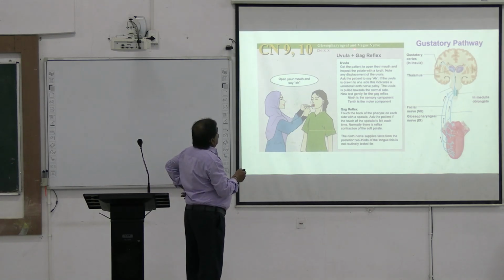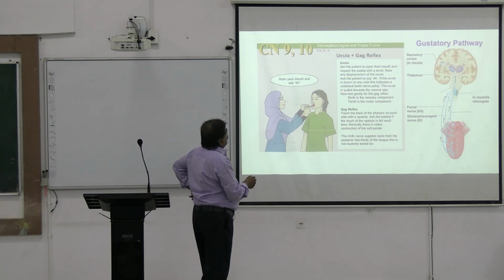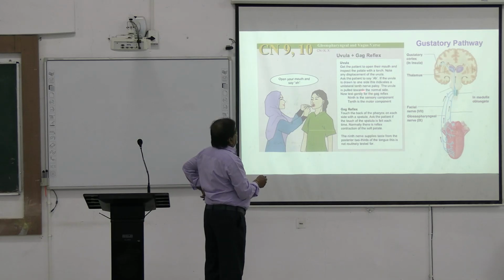Now, glossopharyngeal and vagus nerve: uvula and gag reflex. Uvula: get the patient to open their mouth and inspect the palate with a torch, and note any displacement of the uvula. Ask the patient to say ah. If the uvula is drawn to one side, this indicates unilateral 10th nerve palsy. In unilateral 10th nerve palsy, the uvula is pulled towards the normal side.